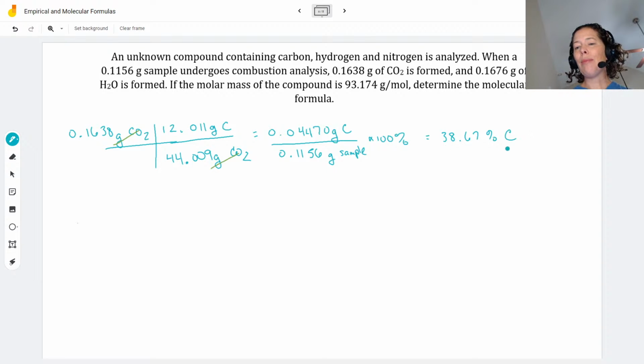So I'm going to kind of finish with carbon right now. Let's go ahead and do the same thing for our hydrogen, which again we assume was all converted into water. So I am starting with my mass of water formed, which is this number right here.